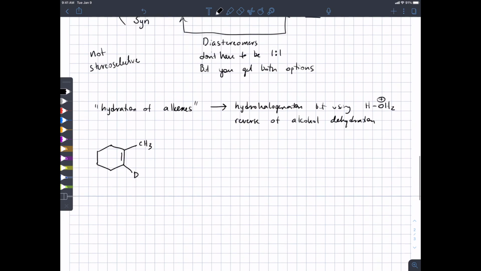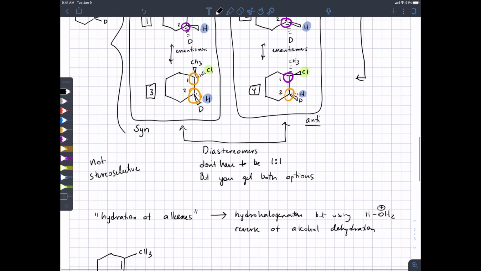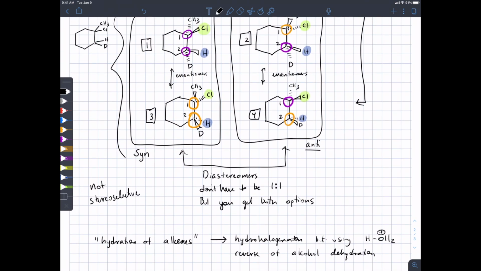Question in the chat is, what would be the factors that would determine whether the syn or the anti-diastereomer might be preferred over the other? Certainly sterics could be. I could imagine that if both the methyl group and the deuterium were something really large, it could be favorable to have the anti-product so that those large things could be trans to each other. But I'm not going to ask you to predict that.